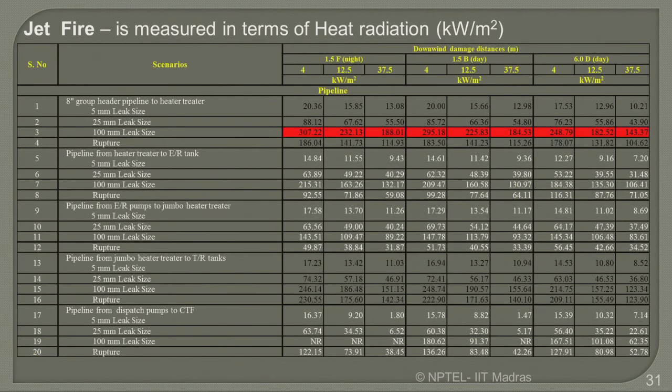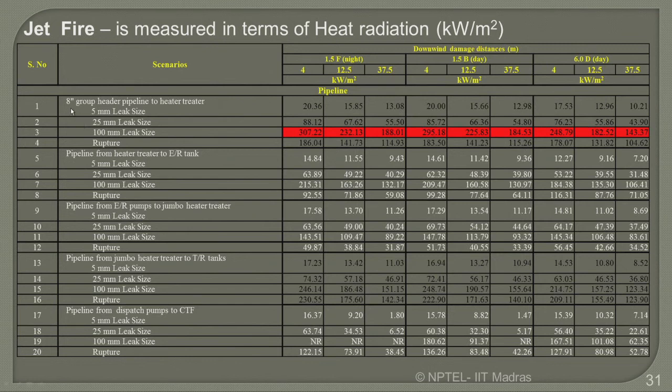Let us now quickly look at the results, which have been done using a software for a specific problem. Let us first take the jet fire as one of the outcomes of the study. Jet fire in this problem is measured in terms of heat radiation, which is kilowatt per square meter.